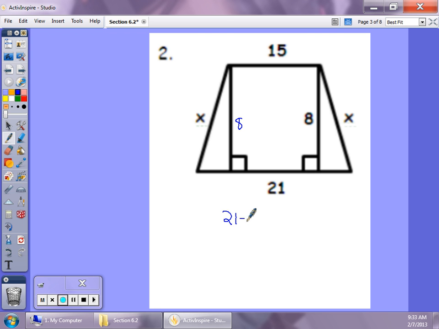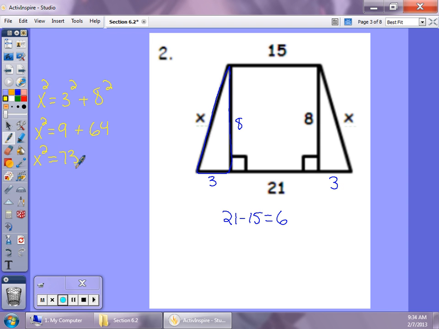So if we take 21 minus 15, we're going to be left with 6, which means that each leg on the base for that triangle is going to be 3. And now we can go ahead and use what we know about the Pythagorean theorem to find the hypotenuse of the triangle. So this time we're looking for c squared. So we have x squared equals 3 squared plus 8 squared. So x squared is going to equal 9 plus 64. 9 plus 64 is 73.